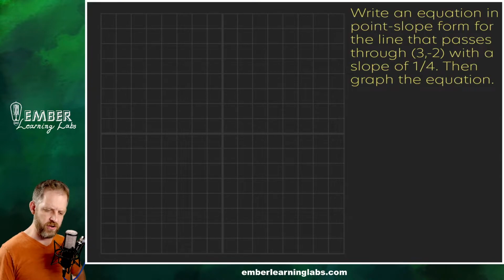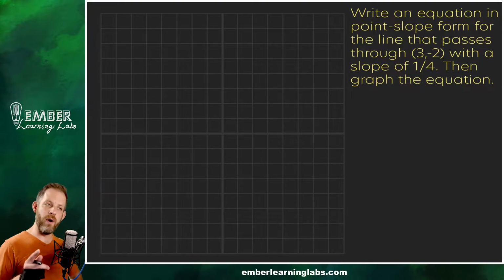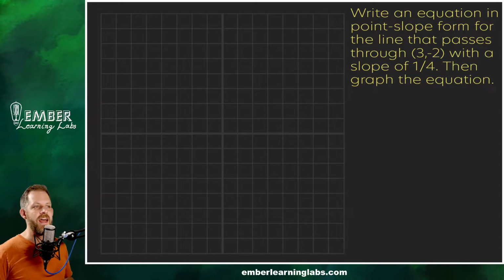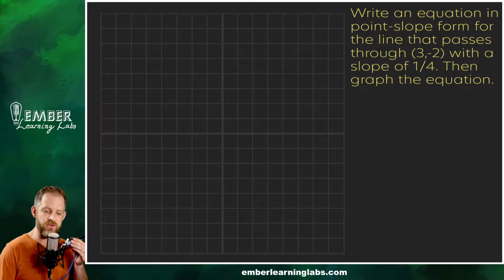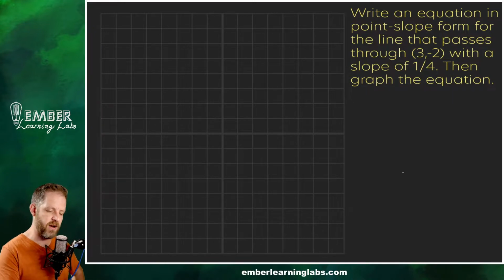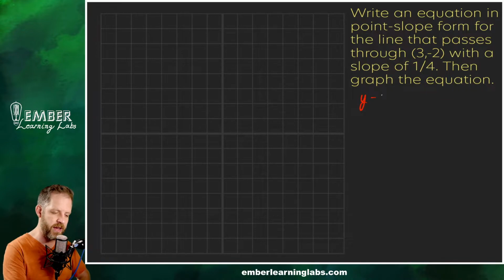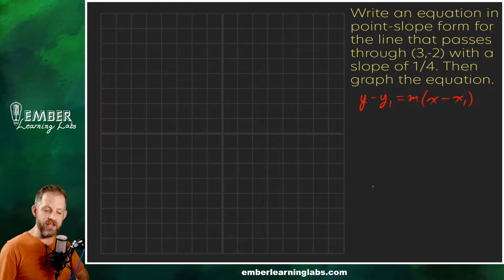So we're going to write an equation in point slope for the line that passes through 3, -2 with a slope of 1/4. And then we're going to graph the equation. So this is fairly straightforward. It's not really that big a deal. What we're going to do is remember what point slope is. So y minus y1 equals m times x minus x1. Right? And so then we're going to just substitute what we know.